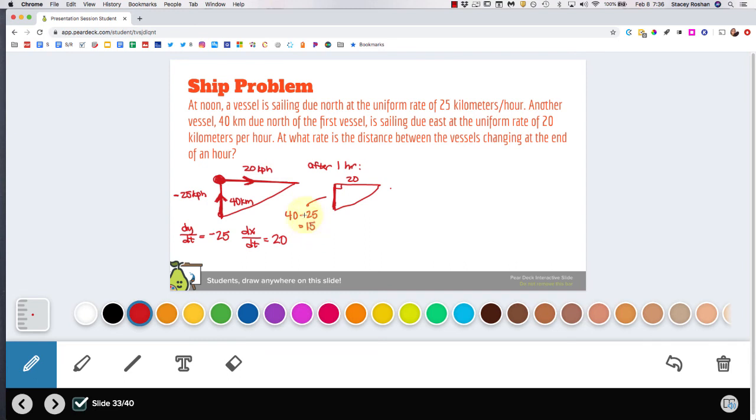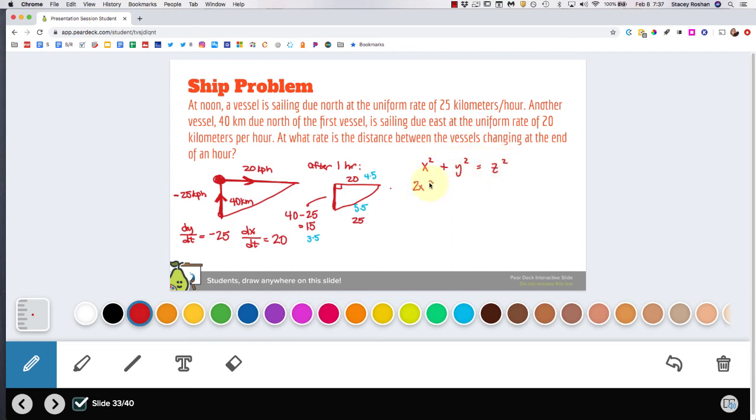And if you can see, this is a 3, 4, 5 triangle because I have 3 times 5. I have 4 times 5. So this is going to be 5 times 5 or 25. If you don't see that, then apply the Pythagorean theorem. Now we know that x squared plus y squared equals z squared.